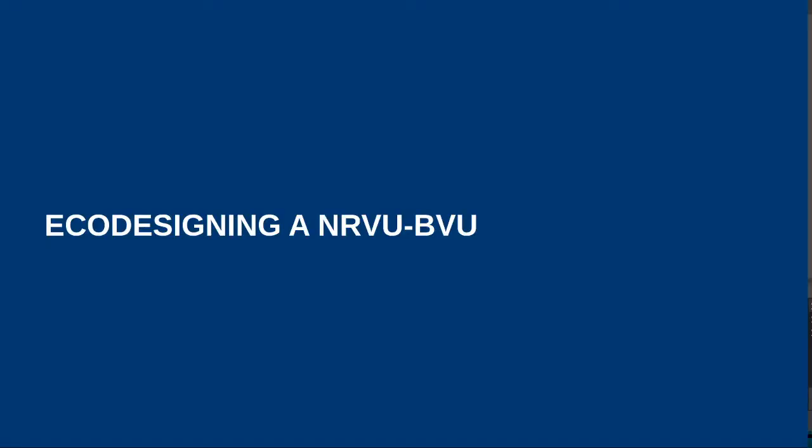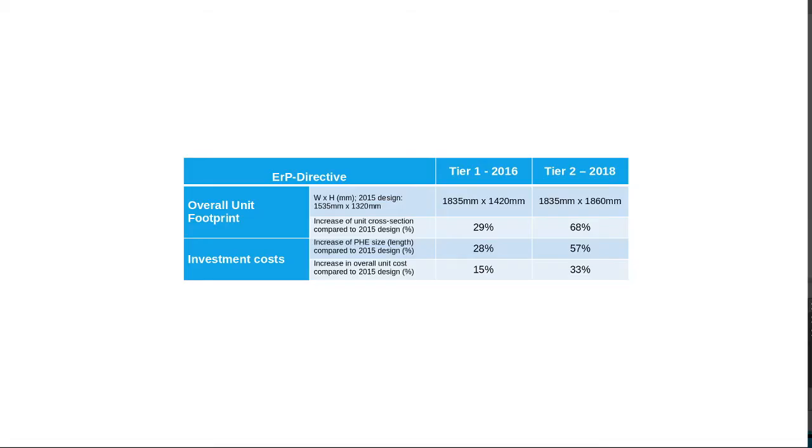Eco-designing an NRVU BVU. The design of a heat recovery unit is directly connected to two main eco-design requirements: thermal energy recovery efficiency and specific fan power. Combined, the two requirements impact on four distinct areas: energy efficiency, unit footprint, cost, and indoor air quality.